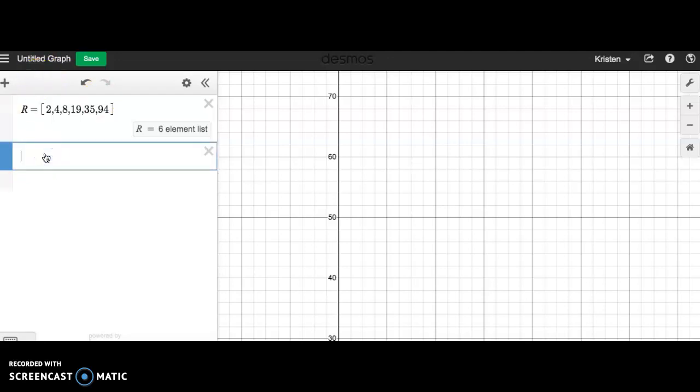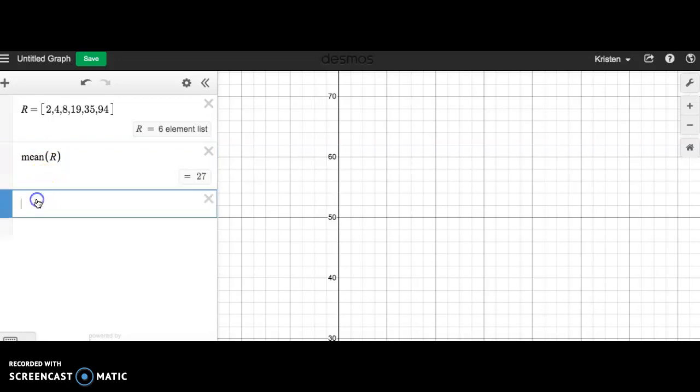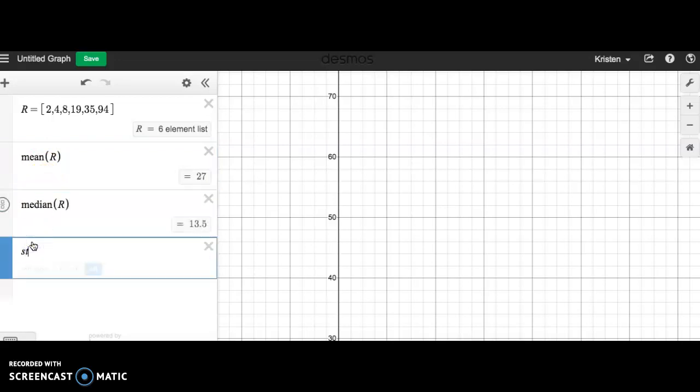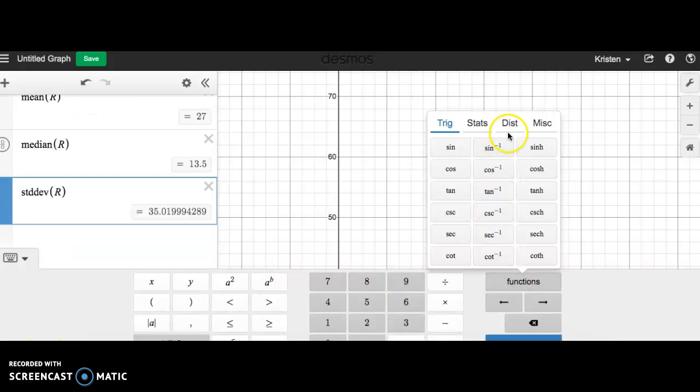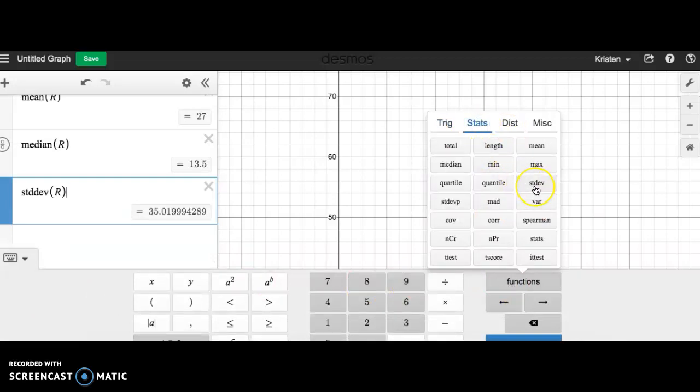Then it's really pretty simple as far as telling it what to do. I say mean of R, median of R, and standard deviation of R. And remember, if you can't remember what to type in, all these are under functions, under stats. So standard deviation, mean, median, those are the big ones that you'll need.